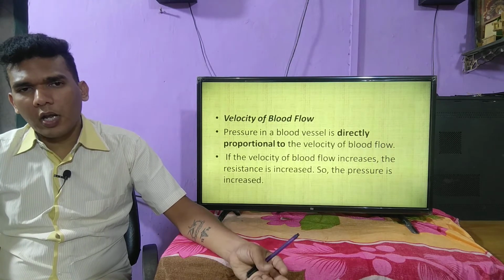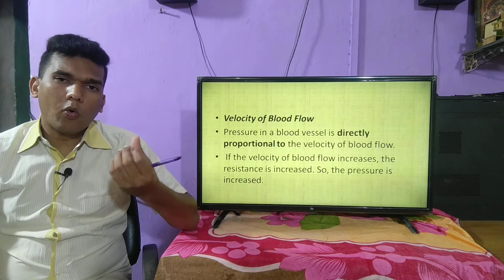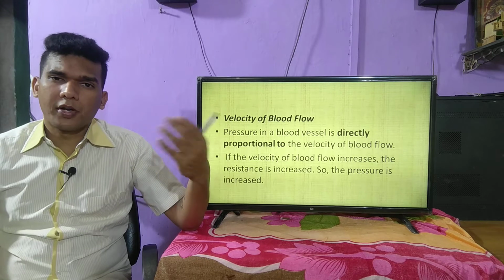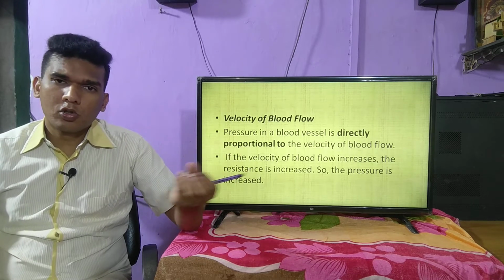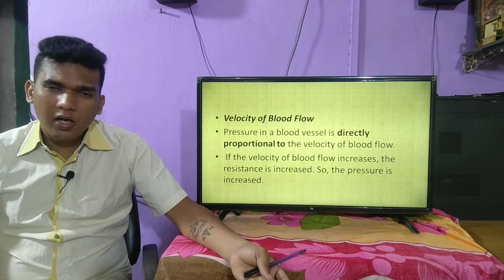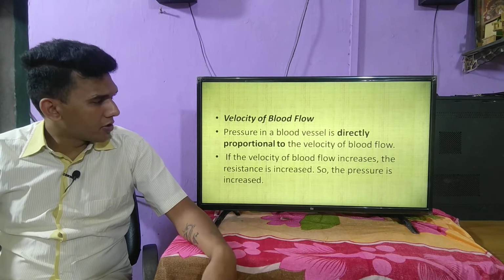You can even consider a simple water tap. When the water flows with very high velocity, it will give more pressure, and when water flows very slowly, it will give less pressure. So high velocity, high pressure; low velocity, low pressure.